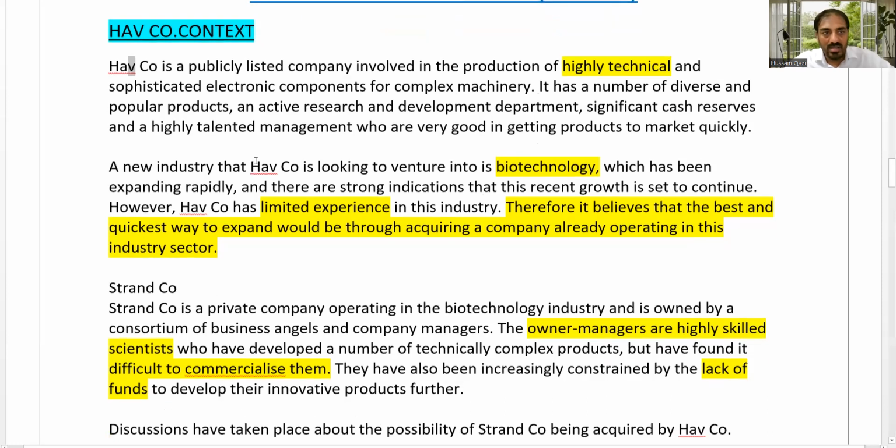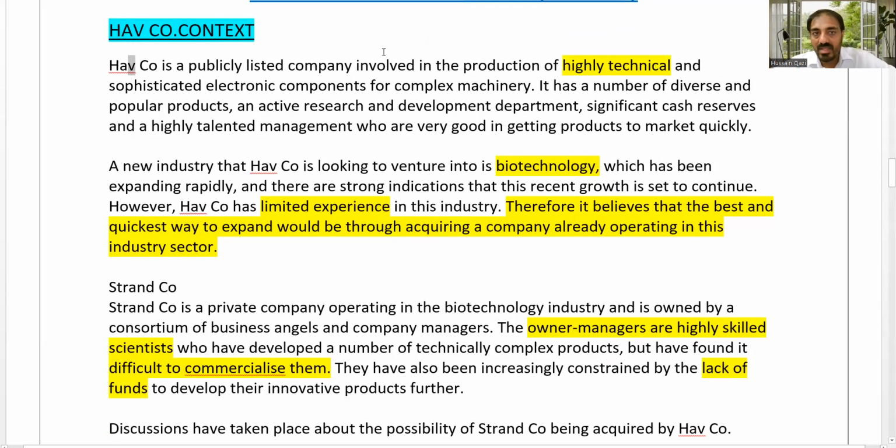have a quick recall. Have is a publicly listed company involved in production of highly technical, sophisticated electronic components for complex machines. It has a number of diverse and popular products, an active research and development department, significant cash reserves, and highly talented management who are very good at getting products to market quickly. So number one, the business is about high-tech electronic components.